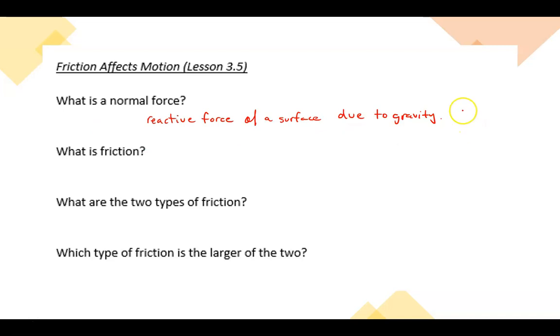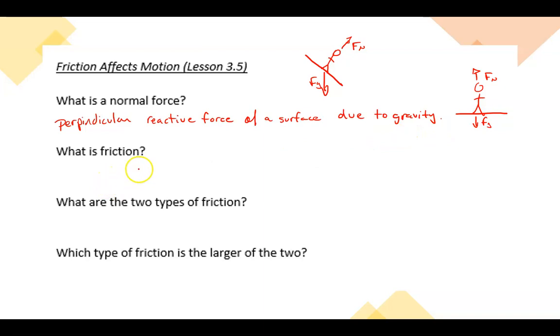Now, if we were to talk about a level surface, we know a person standing on here has a force of gravity, however, does not actually fall through the floor. Why? Because there is a normal force acting upon it equal and opposite to gravity. Now, if this person were standing on a slope, gravity goes down this way, but the normal force goes this way, and so we can say that it is actually a perpendicular reactive force of a surface due to gravity.